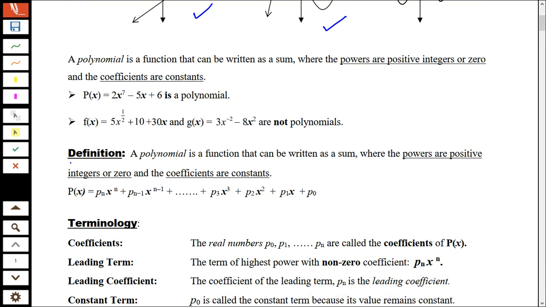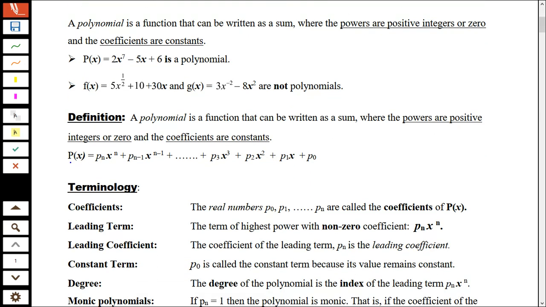Now, what about algebraically? Well, a polynomial is a function that can be written as a sum where the powers are positive integers or 0 and the coefficients are constants. Now, when we say constants, that means the coefficients, such as the -5 there, can be any real number. It could be a decimal, okay? It could be a fraction.